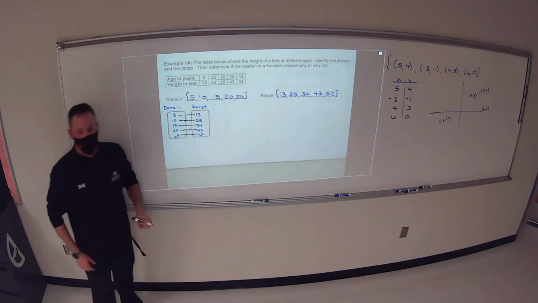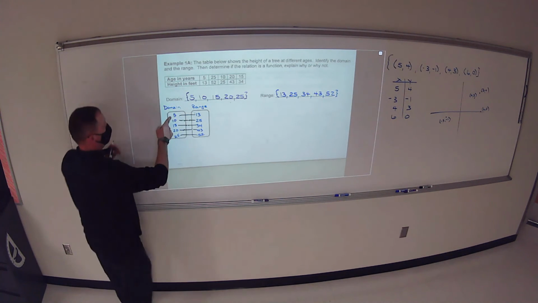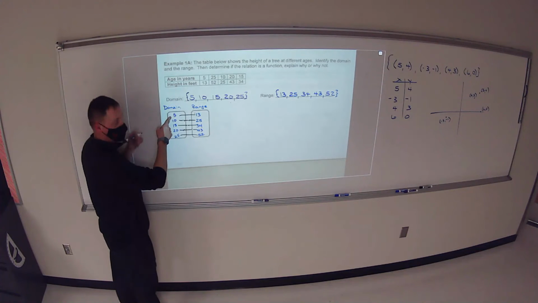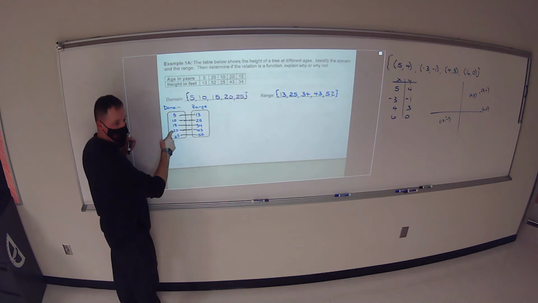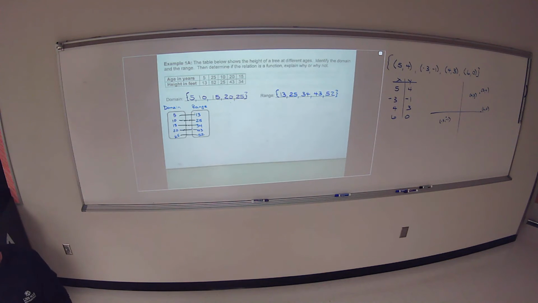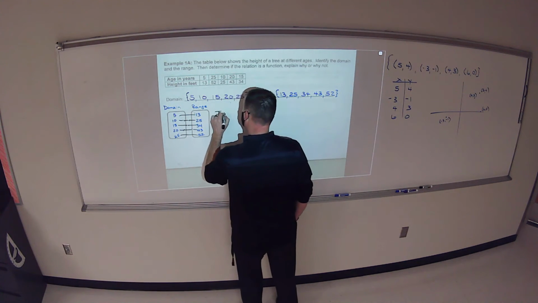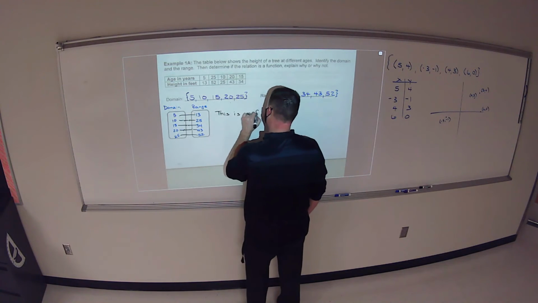Now, what did we say made a relation a function? What has to happen for it to be a function? Each input has exactly one output. So here's my question. This input has how many outputs? One. Okay, that's good. This input has how many outputs? They all have one. So here's my question. Is this a function? Does each input have exactly one output? Yes. So as a result, we can say that this is a function.